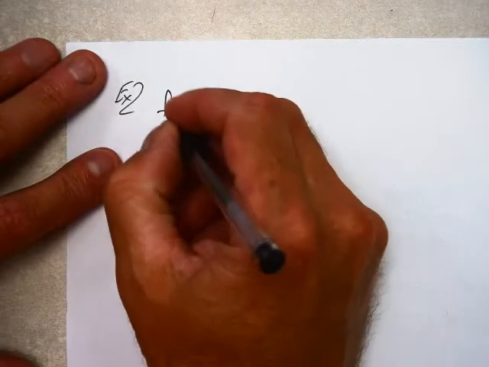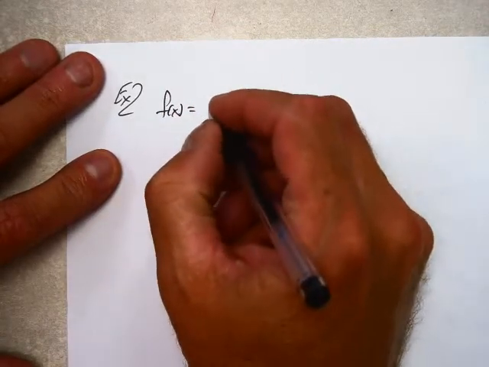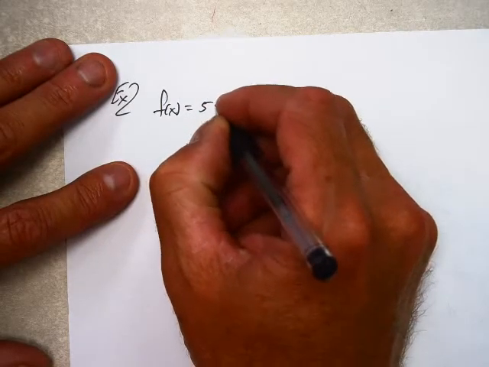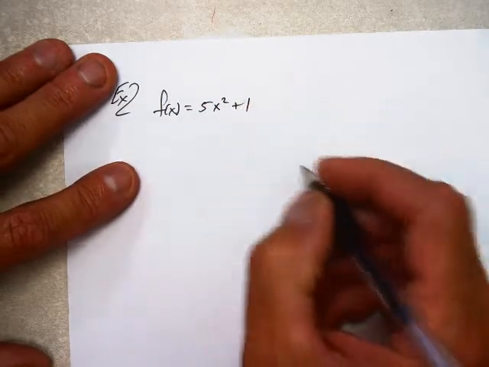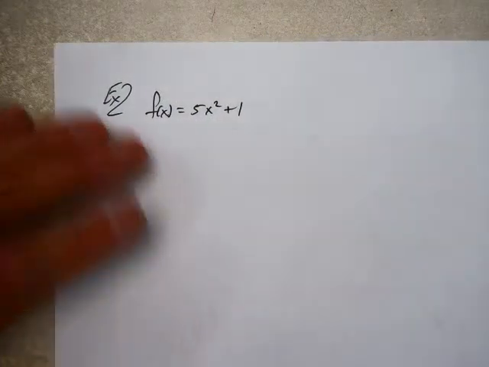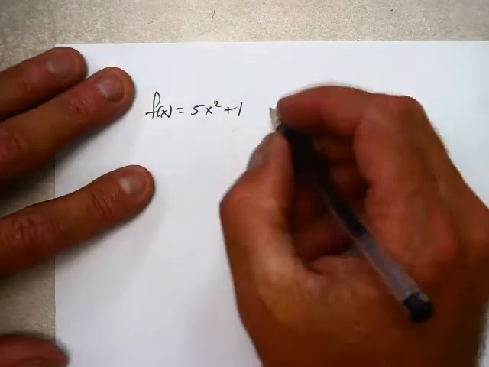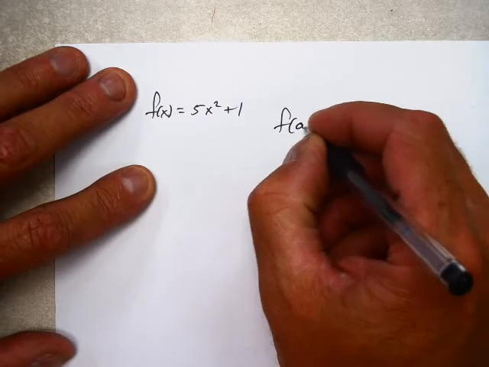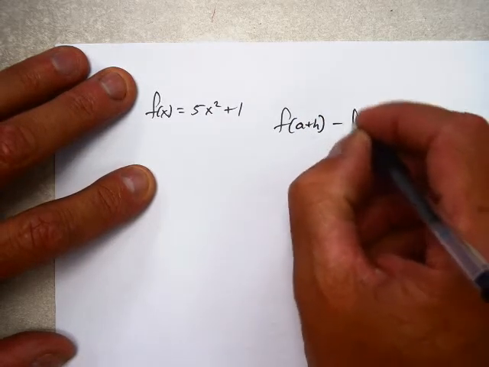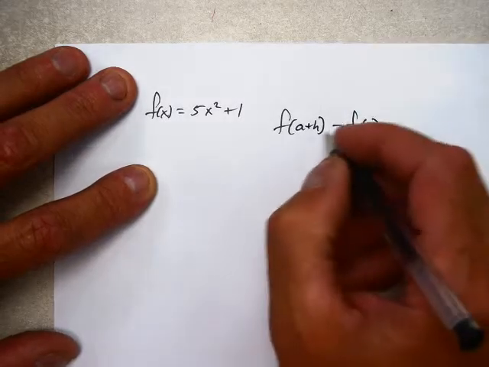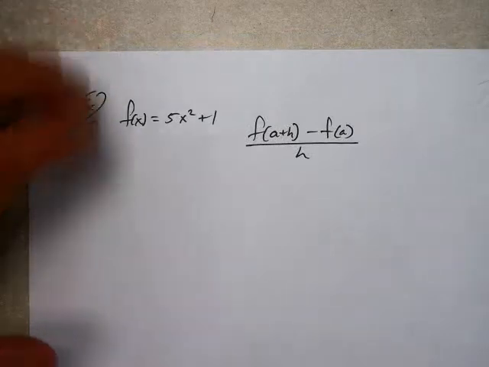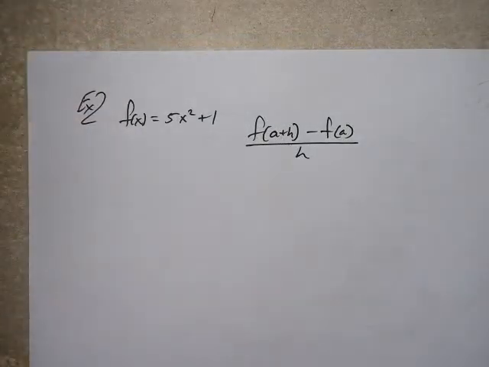So let's say f of x equals 5x squared plus 1. And I want you to find f of a plus h minus f of a, all over h. So what are we plugging in for x? A plus h. What are we plugging in for x? A.